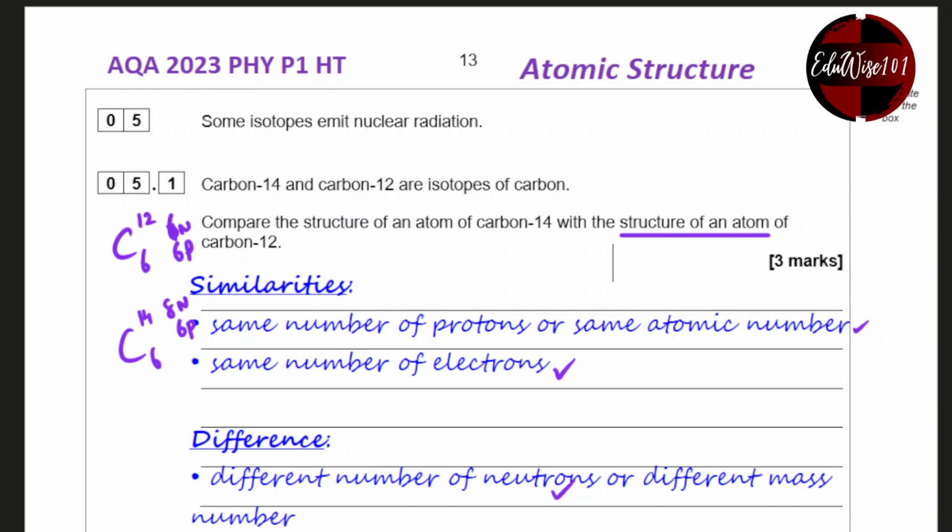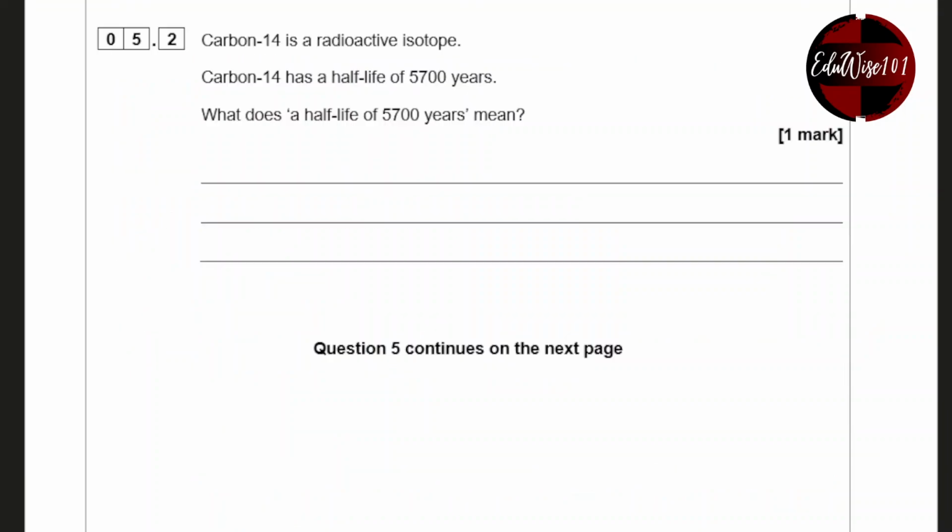Next question, 5.2. Carbon-14 is a radioactive isotope. Carbon-14 has a half-life of 5,700 years. What does a half-life of 5,700 years mean? Now, there's different ways of describing what half-life is.